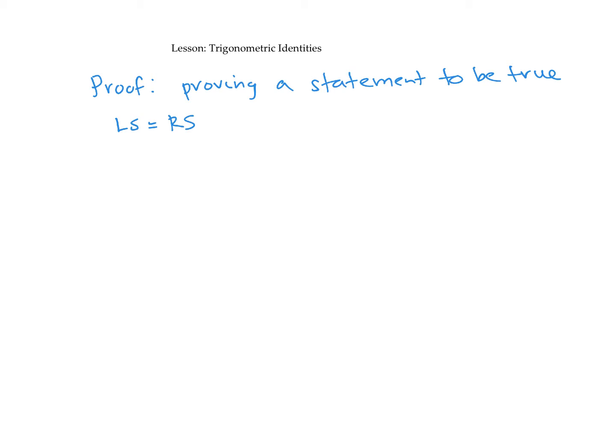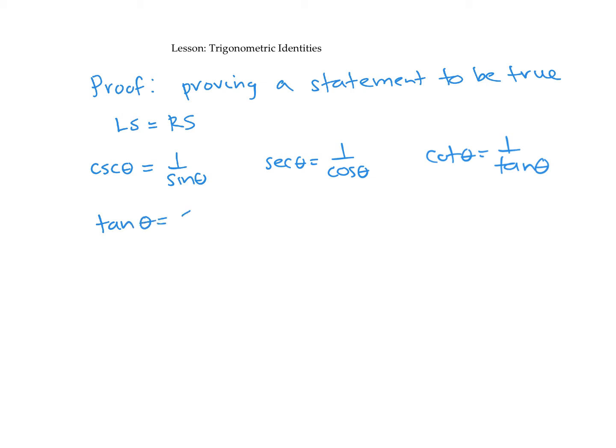So there's a few things that we already know to be true that we can use in further proofs. So for example, we know that cosecant is equal to 1 over sine. We know that secant is equal to 1 over cosine, and we know that cotangent is equal to 1 over tan. Those have been proven to be true. Those are trig identities that we can use. We can also use tan is equal to sine over cosine, and its reciprocal, cotangent equals cosine over sine. So that has been proven to be true.